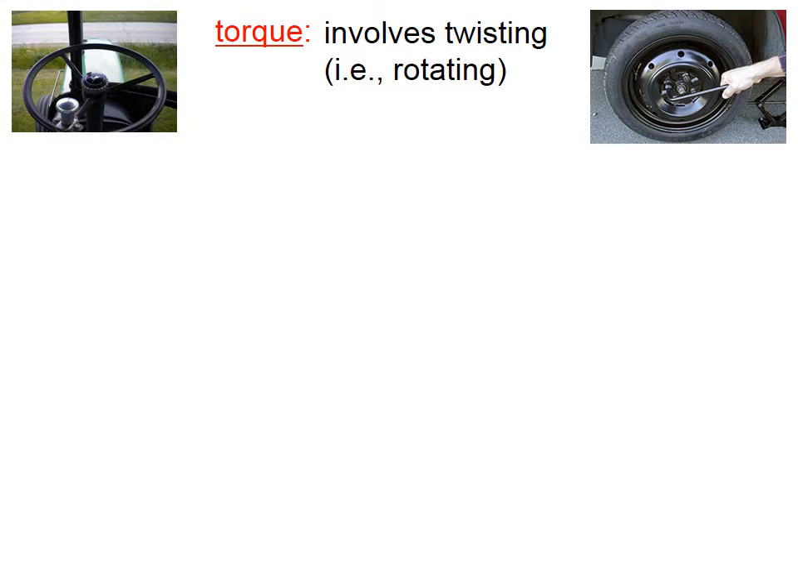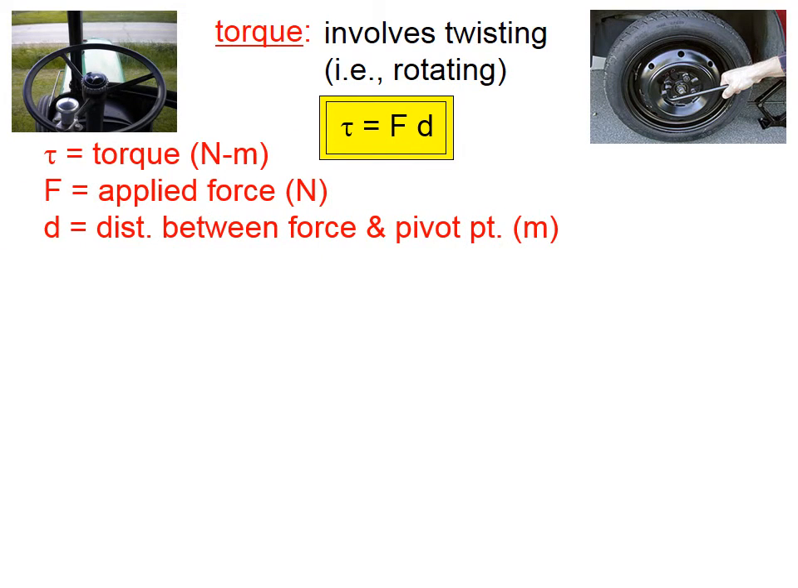Torque involves twisting, that is, rotating. And the equation for torque is that it is equal to the force times the distance, or the lever arm. And here we have the terms defined. Torque is in the unit newton meters, F is the applied force in newtons, and D is sometimes called the lever arm, or the distance between the force and the pivot point, and that should be measured in meters.